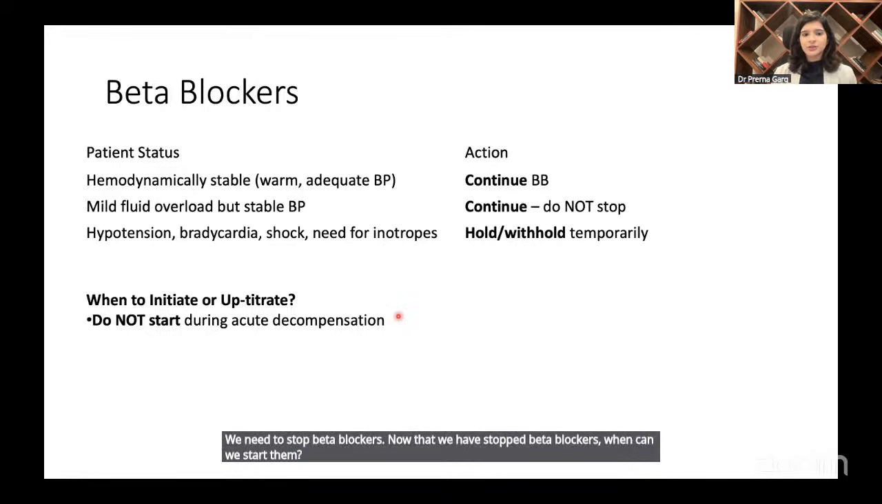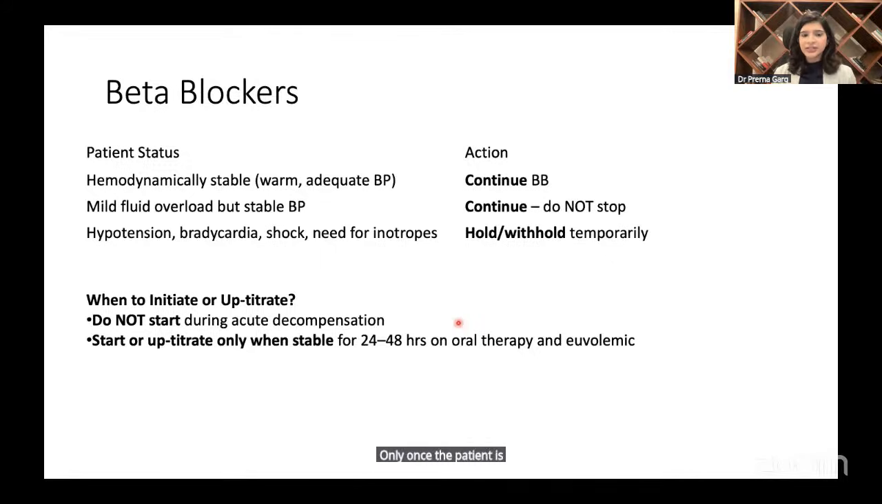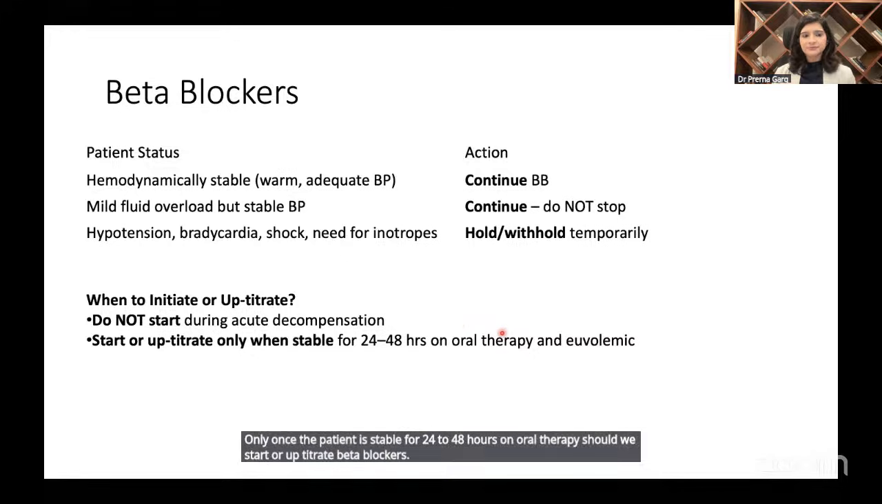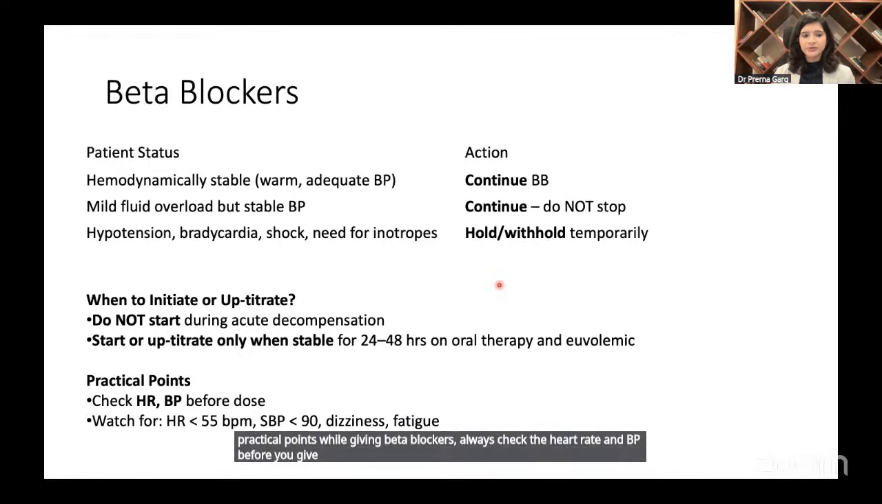Now that we have stopped beta blockers, when can we start them? Not during acute heart failure. Only once the patient is stable for 24 to 48 hours on oral therapy should we start or up-titrate beta blockers. Practical points while giving beta blockers: always check the heart rate and BP before you give any dose. Watch for bradycardia, heart rate less than 55, hypotension, SBP less than 90, or if the patient starts complaining of dizziness and fatigue.